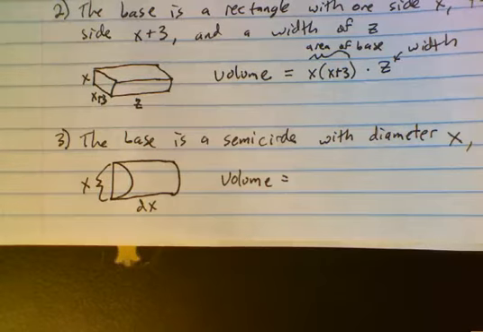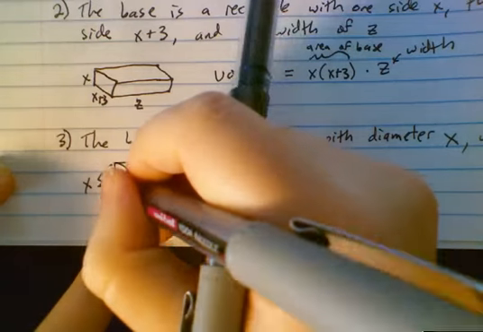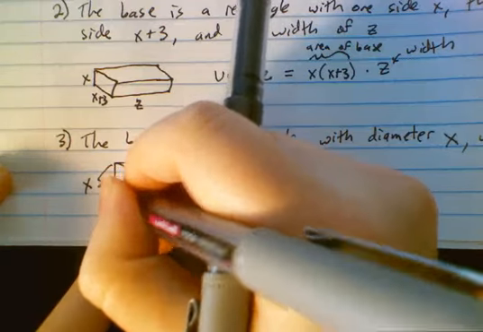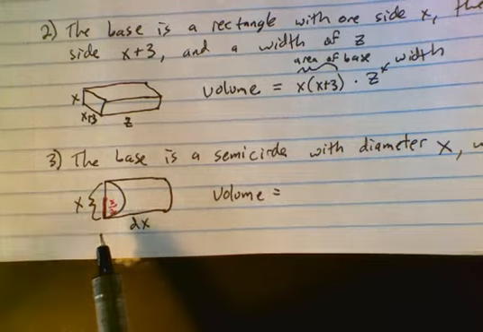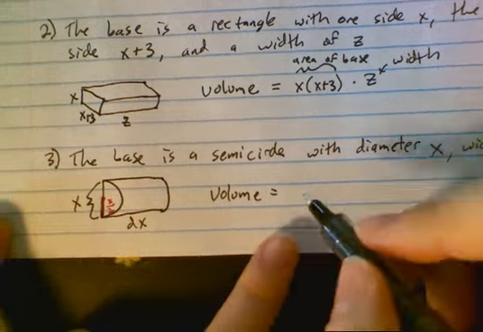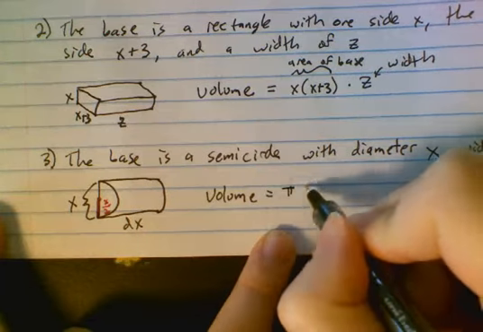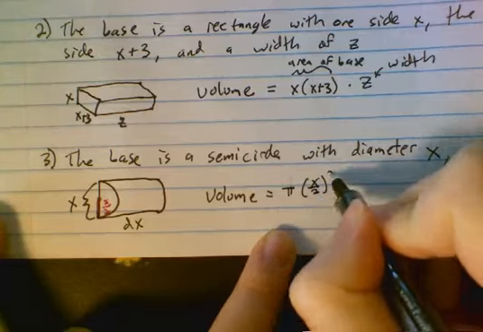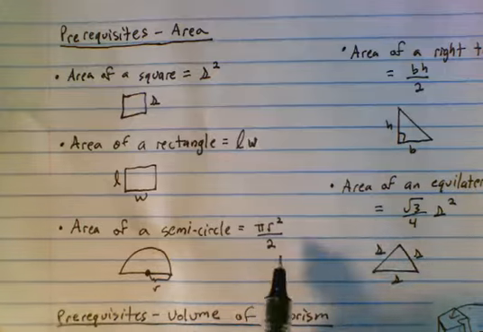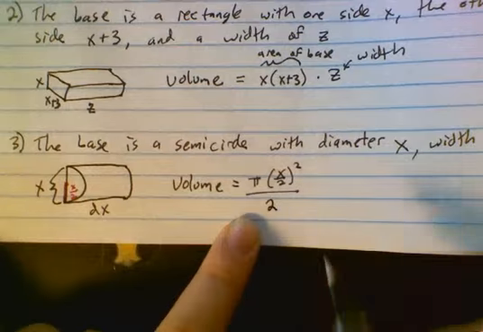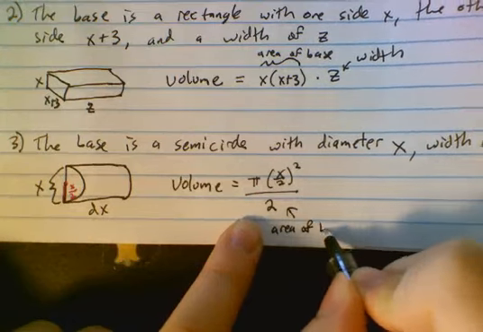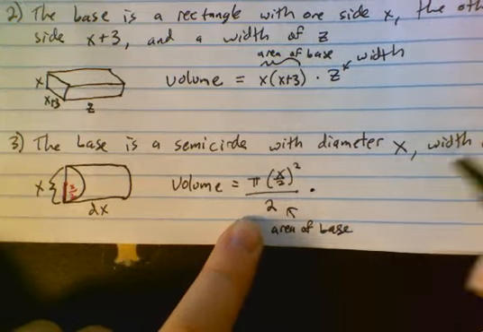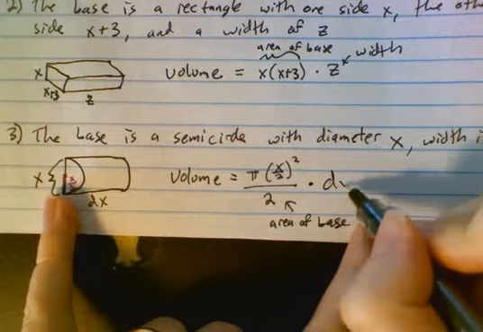So if we want to take that and make it into a radius, the radius part is right here. This is half that distance, x over 2, and that's what we're going to be using in the formula. So the volume is pi r, which is x over 2 squared. Don't forget your other over 2. And this is again the area of the base times the height or width, which we said was dx.